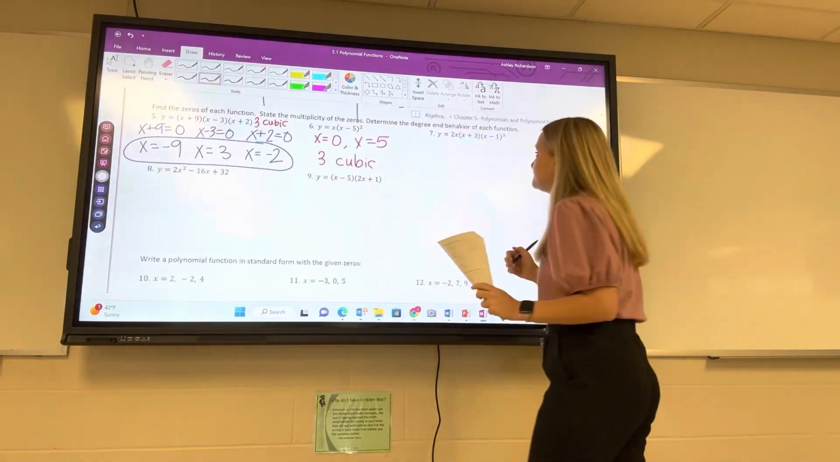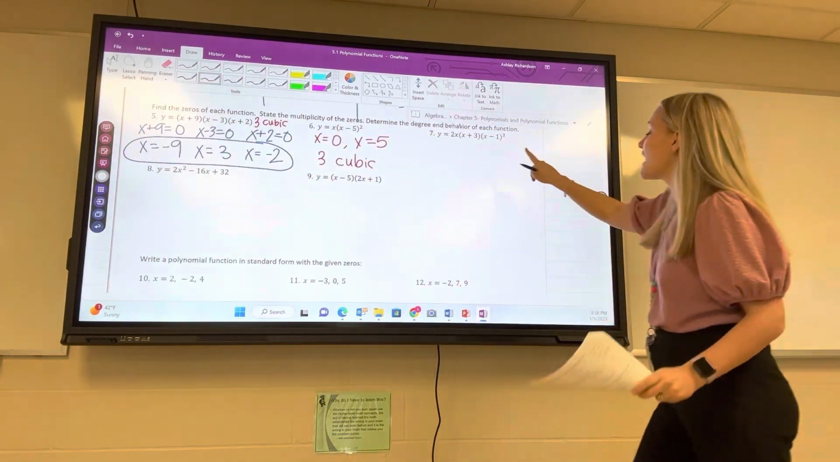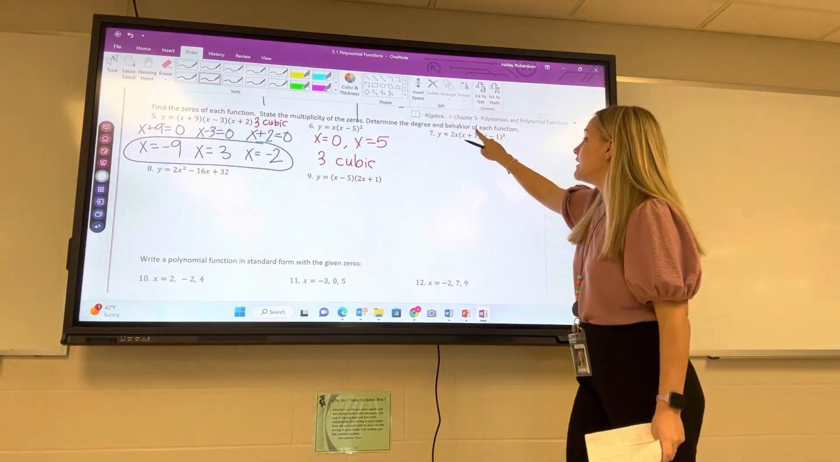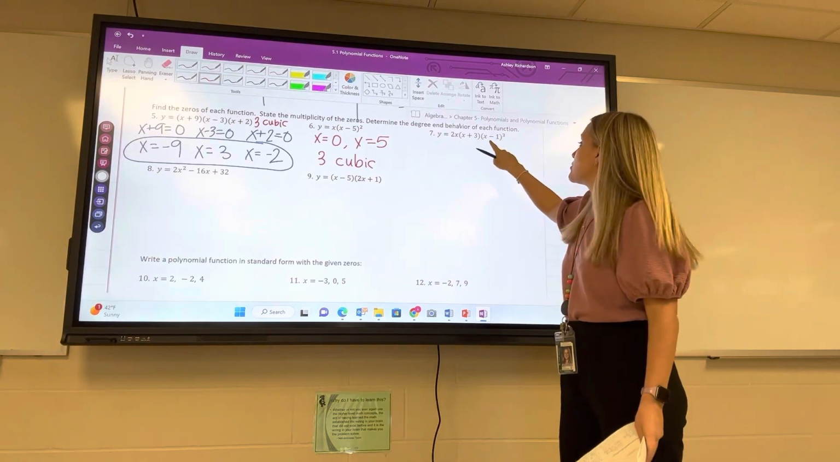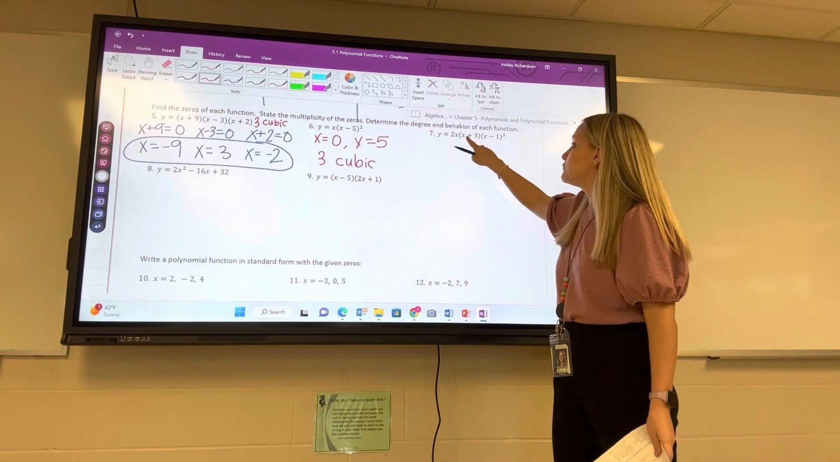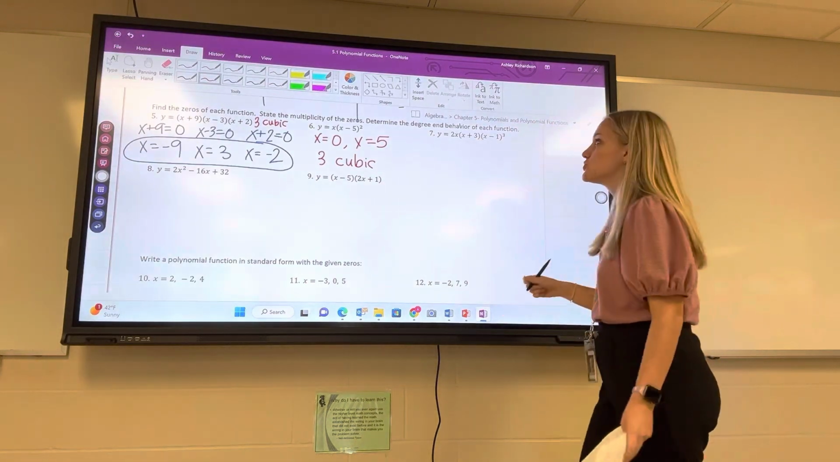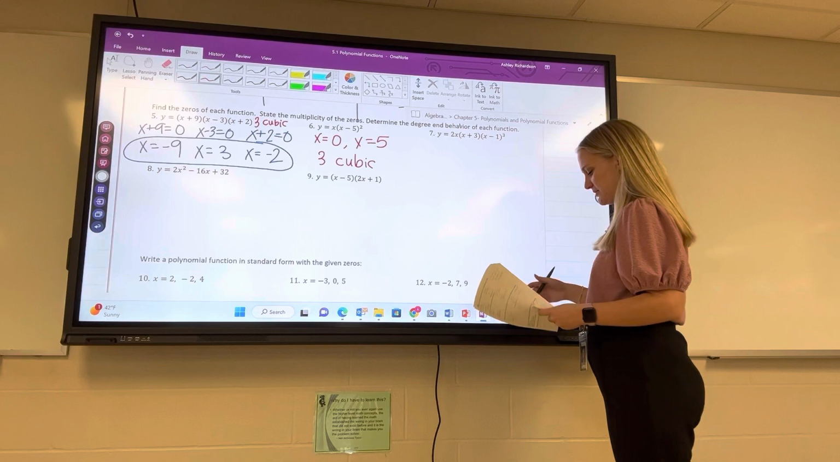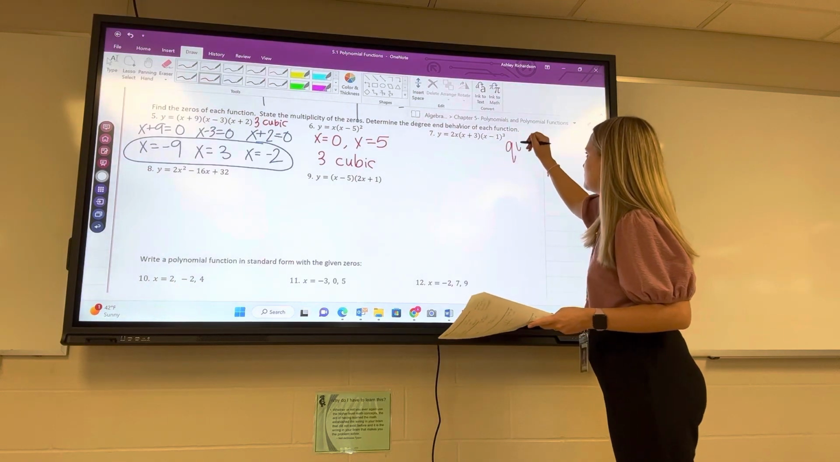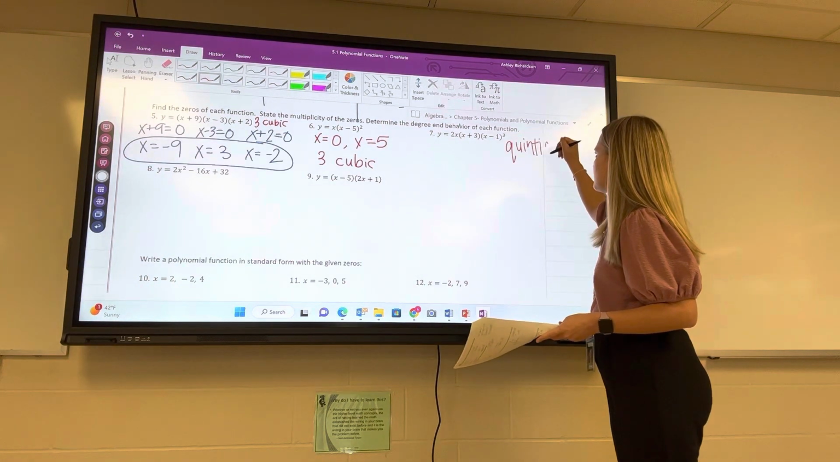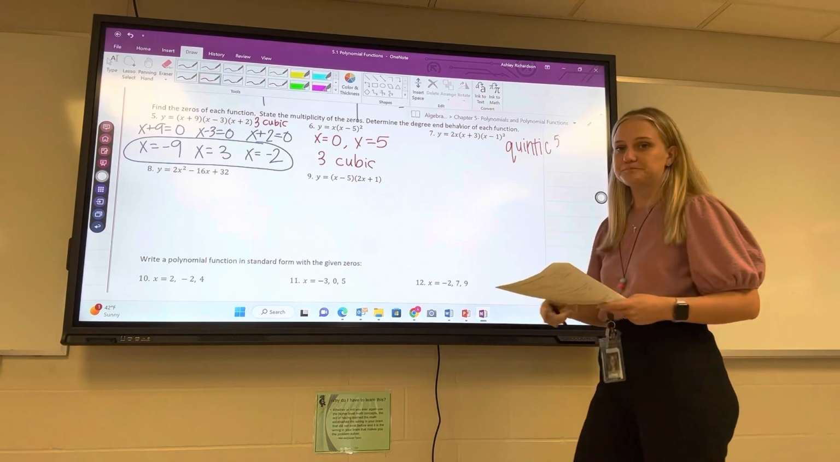For 7, this x is cubed, and then we have 2 more x's. So this one's cubed, 4, 5. So there's 5. So it would be x to the 5th power. So it would be quintic. I'm going to spell it wrong if I don't check. Quintic. So it's to the 5th power.